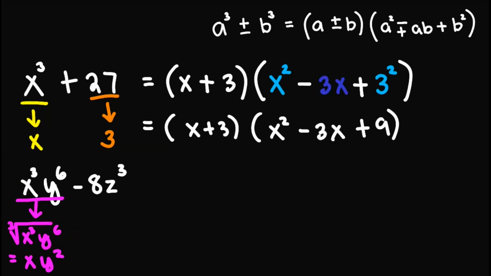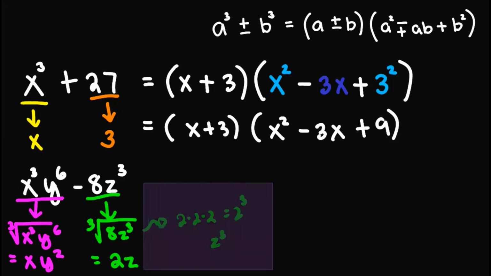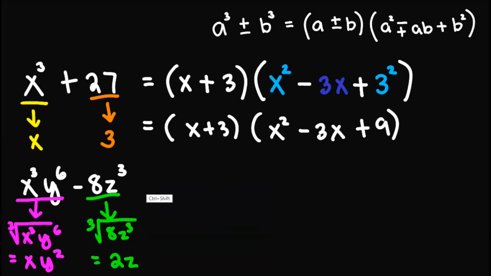For the next one out here, this is also a perfect cube, since the cube root of 8z cubed is equal to 2z, since 8 can be written as 2 times 2 times 2, 2 cubed, and z cubed is already cubed. So with this one, we can now factor out this difference of two cubes.